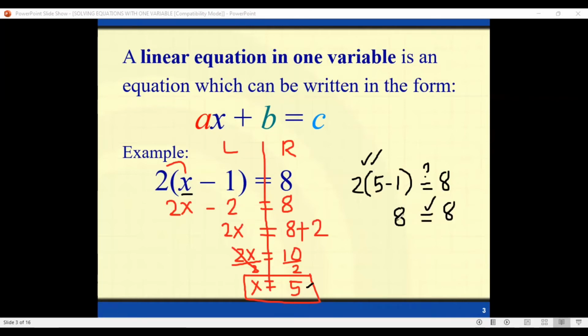Now, if these are not balanced, that means the solution that you obtained is not correct.